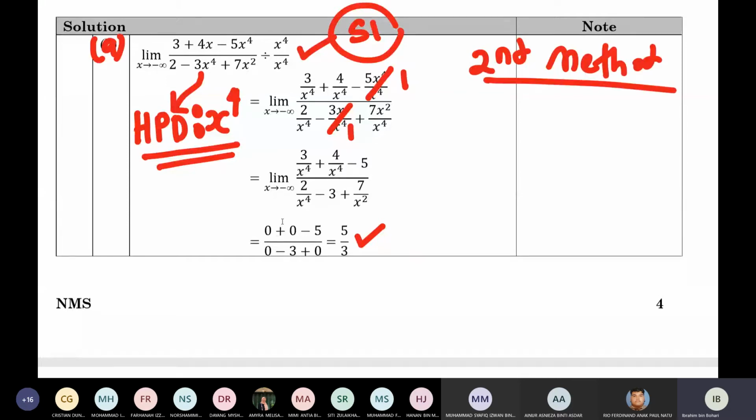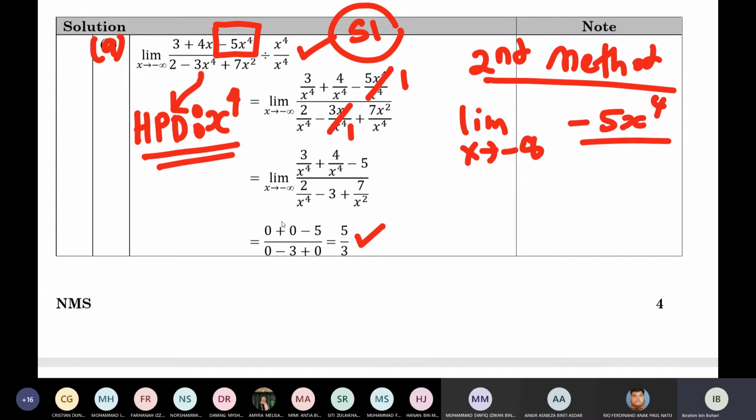Second method to solve this question. First you check the numerator of the function, limits here as x approaches negative infinity. You check the highest degree of the numerator, here equals to the negative 5x power 4. And the highest degree of the denominator here equals to the negative 3x power 4. And then you solve the question, and the answer here equals to 5 over 3.